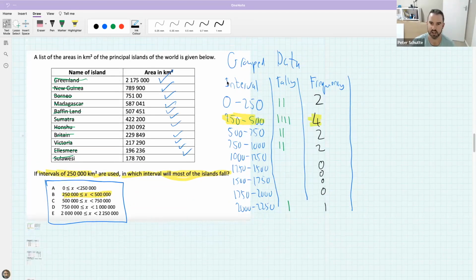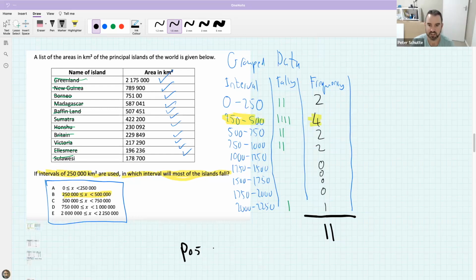Yes, exactly. So maybe we should count how many items there are. What is the N value for this particular data set? How many islands do we have? 2, 4, that's 6, 8, 10, 11. So we have 11 islands. In which interval is the median going to fall, or on which item is the median? So we think about the position of the median. It's the 6th item in the list.